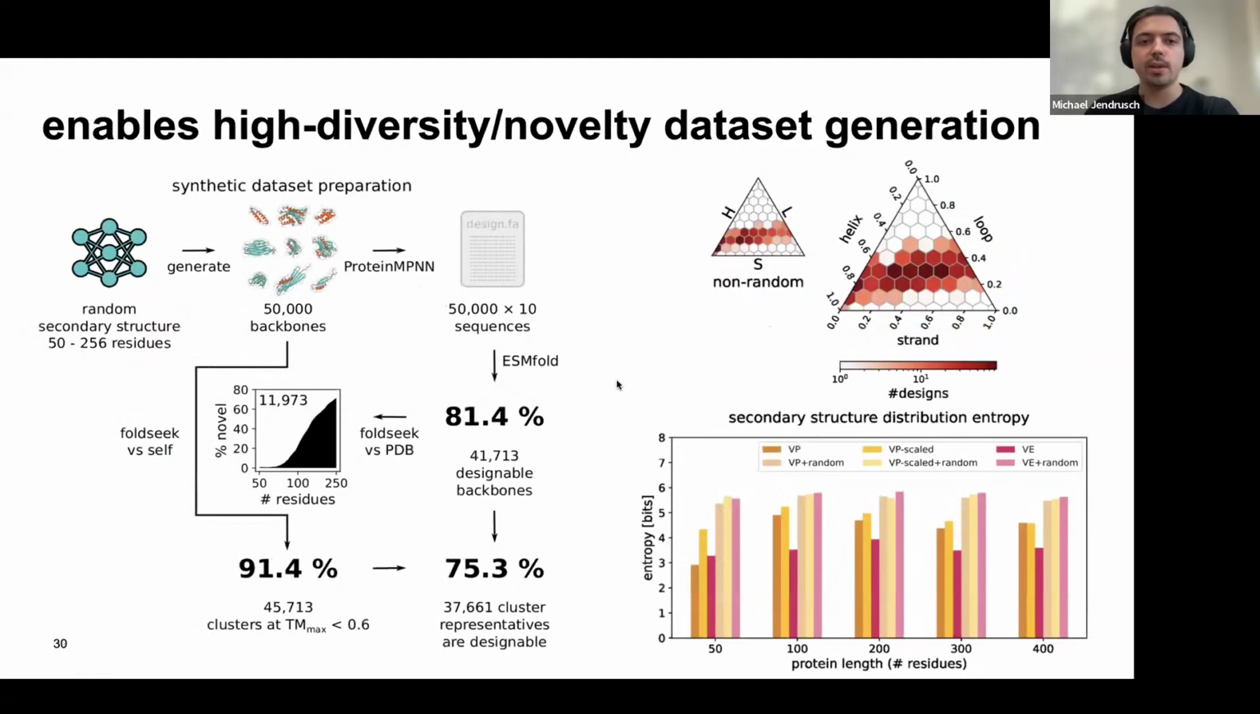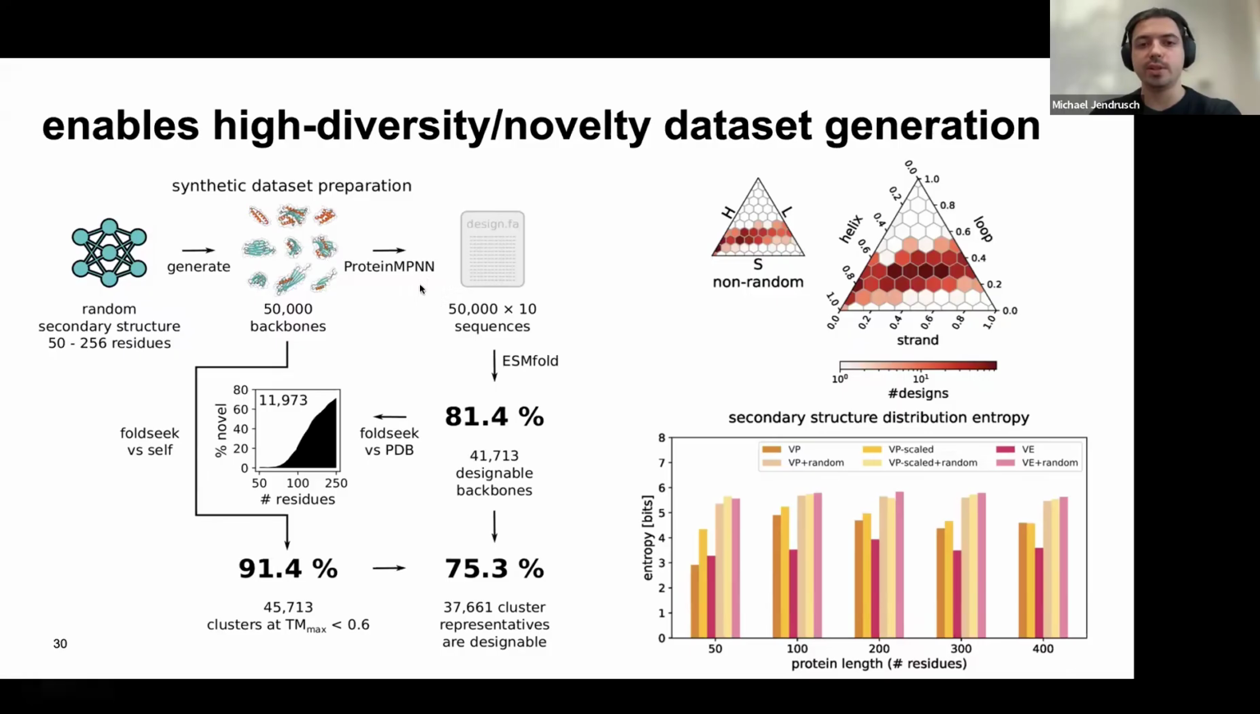And how diverse are they really? So we did this for 50,000 generated backbones with random secondary structure conditioning. And we found that comparing these backbones to each other, 91.4% of these were unique when clustered at a TM score below 0.6.